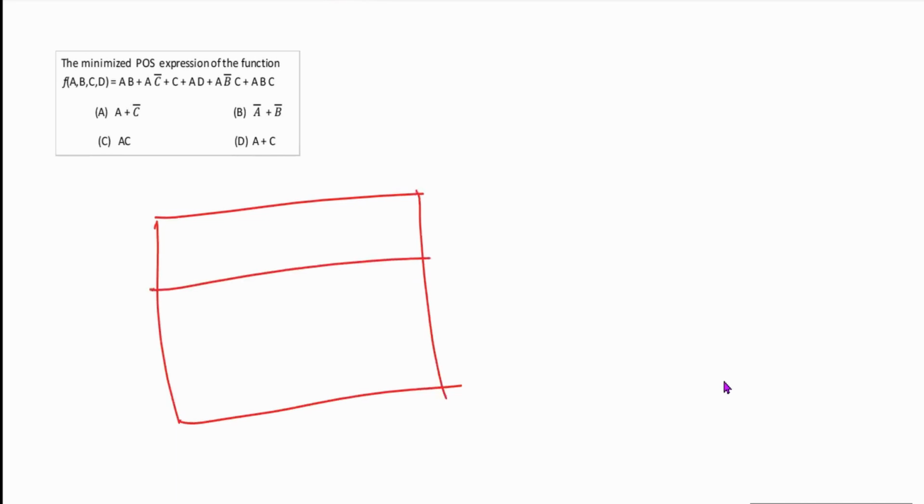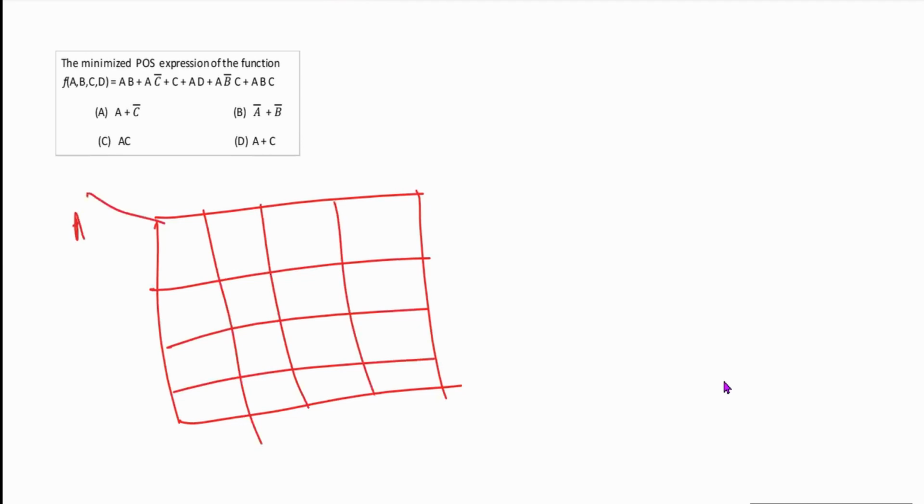Let's go to the next question. The next question says that the minimum POS expression of the function, having variables A, B, C, D, is this. I need to find out the minimum POS form. For finding the minimum product of sum form, it will be better if you go through a K-map. So I'm having four variables, A, B, C, D, so I'm making a four-variable K-map, with AB here and CD here.